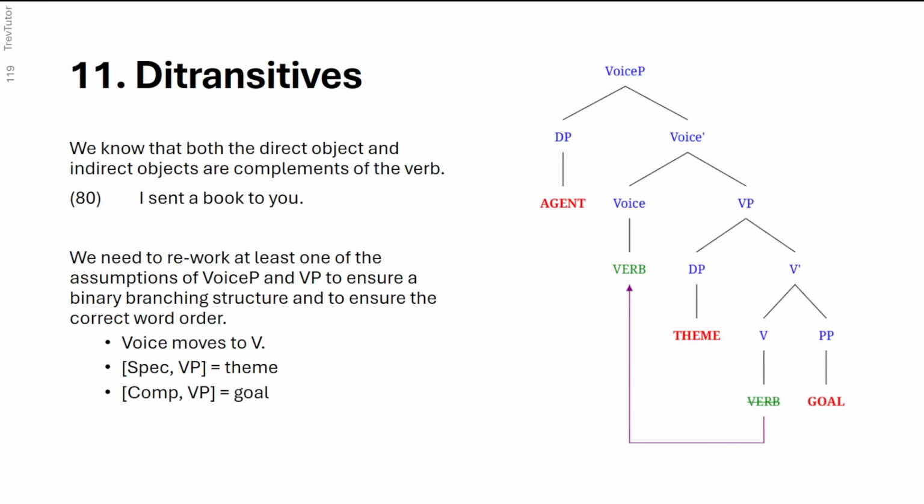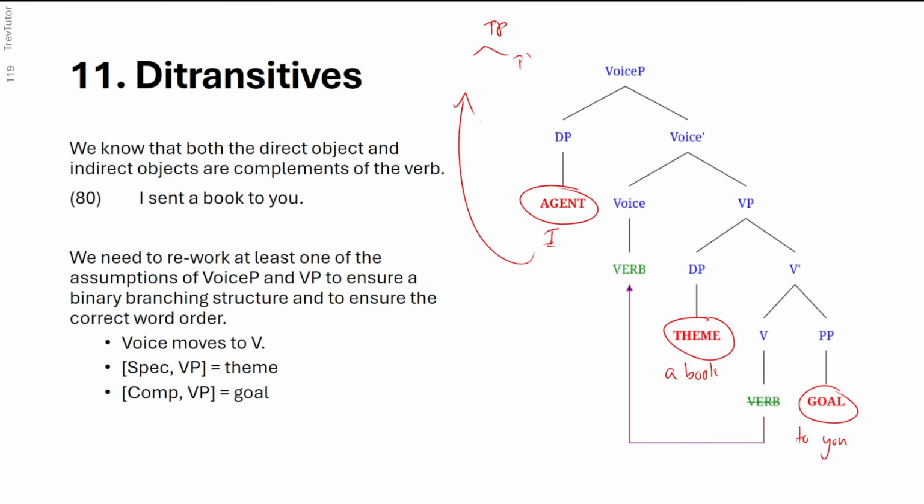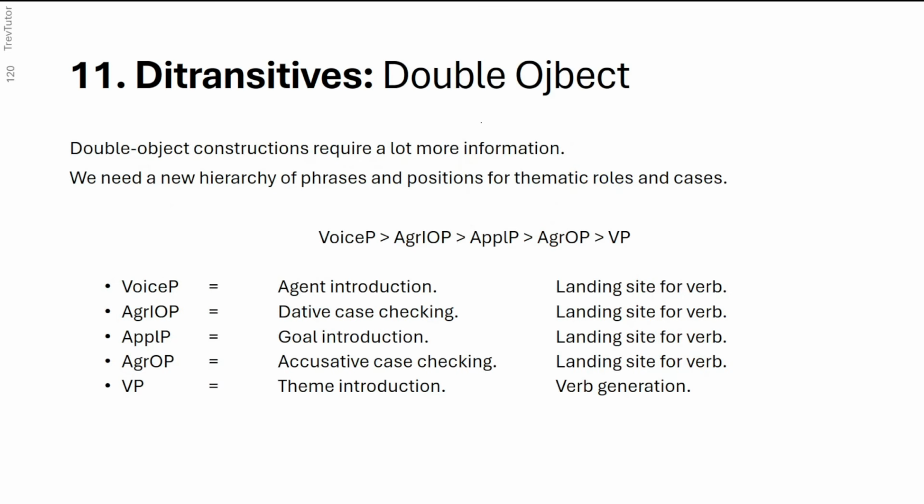So for I sent a book to you, we're going to do a little bit of revision on our VP where our theme generates. The agent is still going to generate under the voice phrase, but the theme is now going to be the specifier of the VP, and the goal is going to be the complement. So in our final structure, I sent a book to you, a book would be our theme, to you would be our goal, and I would be our agent. So after movement into the specifier of TP, we're going to get a nice correct word order.